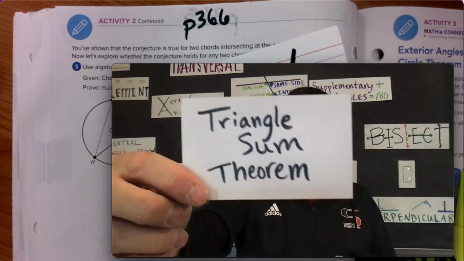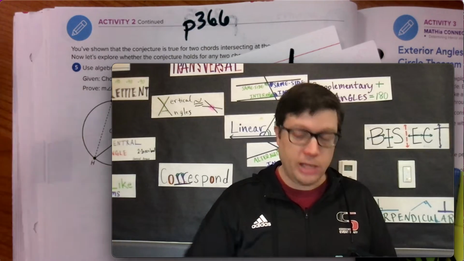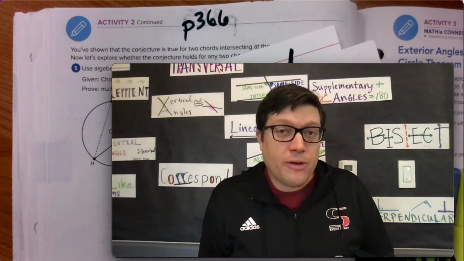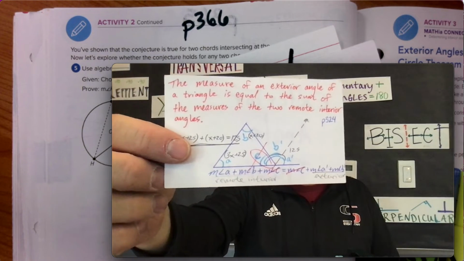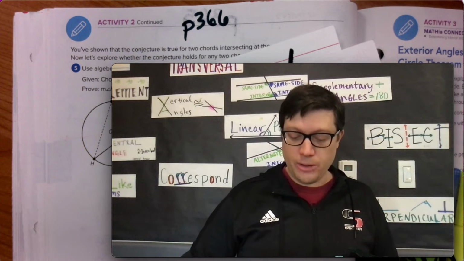We might need the triangle sum theorem, how the angles in a triangle add up to 180. We might also need the exterior angle theorem, where if you have a triangle, then the two remote interior angles added together will be equal to the measure of the exterior angle.